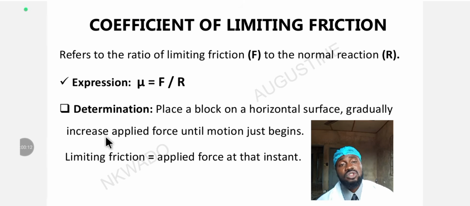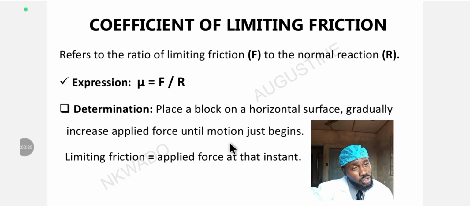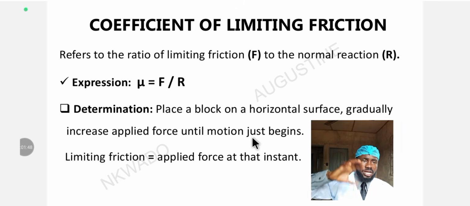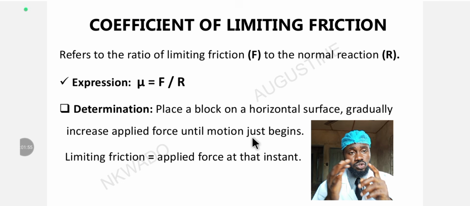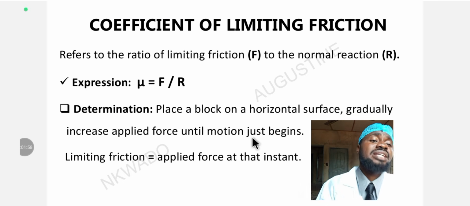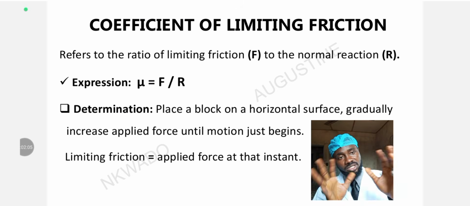How do we determine coefficient of friction? We determine it by placing a block on a horizontal surface and gradually increasing applied force until motion just begins. Limiting friction is equal to applied force at that instant. So when the block begins to move, the limiting friction becomes equal to the applied force. When an object is at rest, you need to continue to increase the applied force until the limiting friction is broken so the object can move. That's for the static friction.